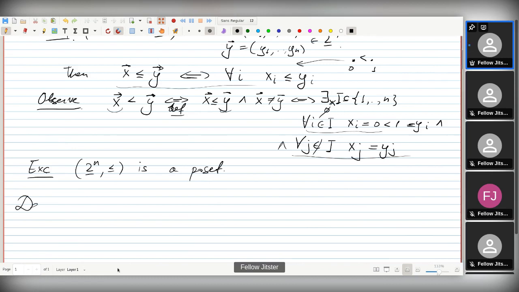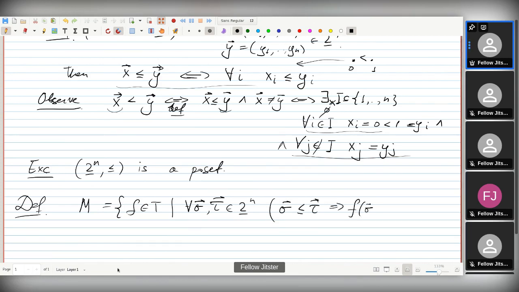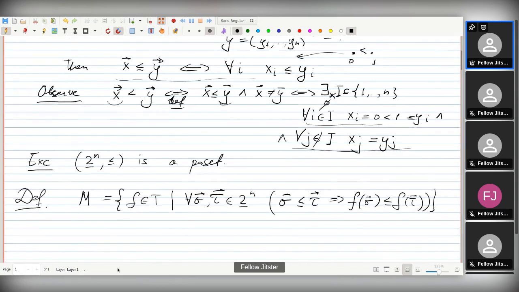So now we can define the set of monotonic functions. A function is called monotonic if and only if it takes greater values at greater arguments. So for every two tuples sigma and tau, if sigma is less or equal than tau as a tuple, then the value at sigma is less or equal than the value at tau. That's it.